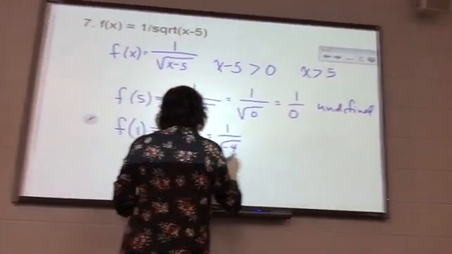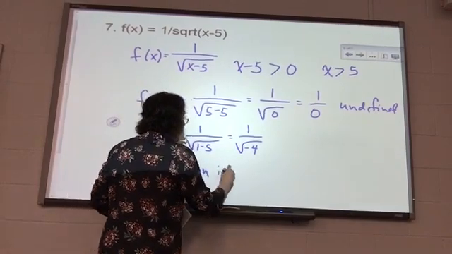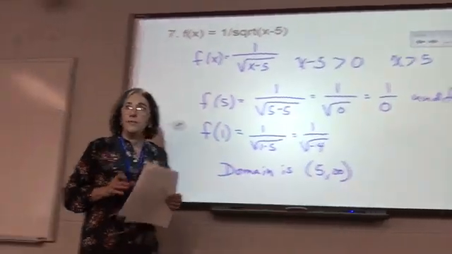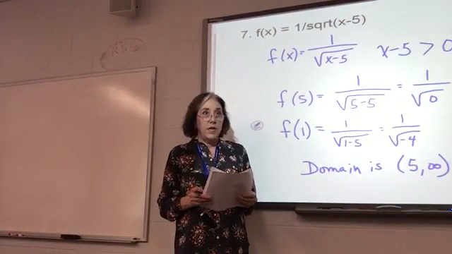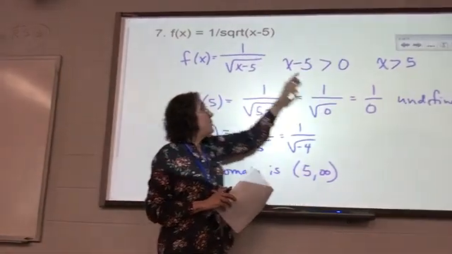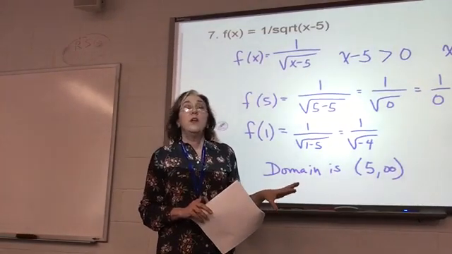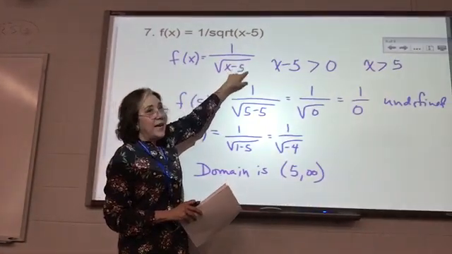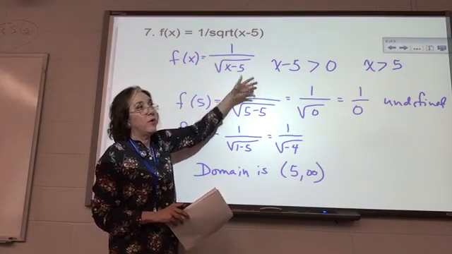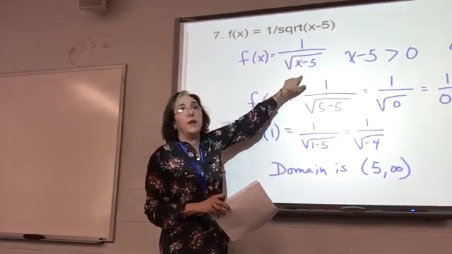And so our final answer then is that the domain in interval notation is 5 to infinity. Because remember, we saw 5 doesn't work, right? And that's because it's in a denominator. So denominators can't be 0. And this is called a radicand. Okay, the radicand of even roots can't be negative, but they can be 0, but not if they're in a denominator like this one.